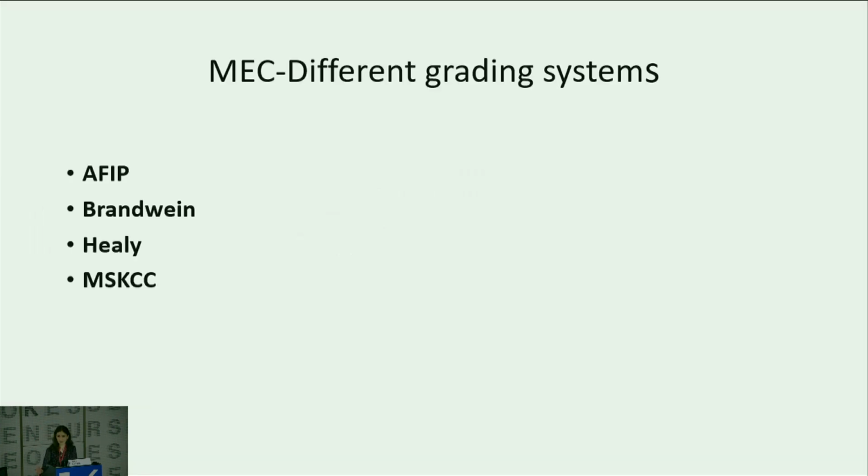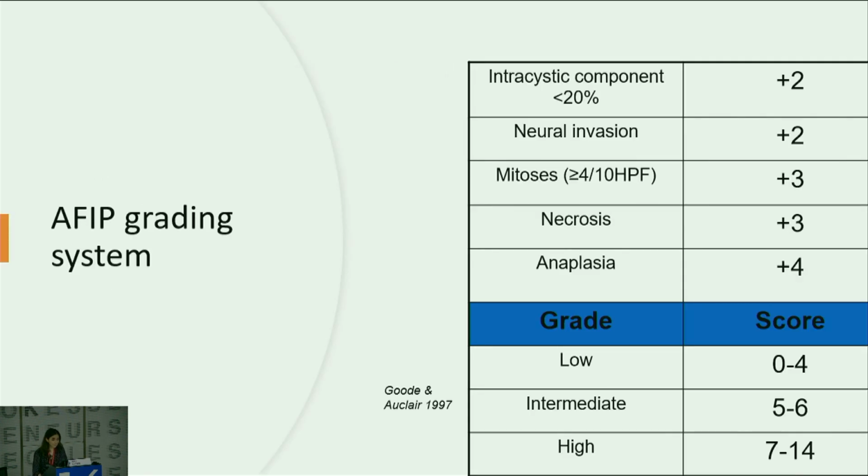There are different grading systems: AFIP, Brandwein, Healy, the MSKCC, so it depends on which grading system you use. The AFIP grading system is a popular grading system. It's a point-based grading system that assigns different points to different histologic parameters that were found to correlate with outcome. These parameters are intracystic component less than 20%, 2 points; neural invasion, 2 points; mitosis 4 or more per high power field, 3 points; necrosis, 3 points; and anaplasia, 4 points. And depending on the sum of these points, the tumors are graded as low grade if they have 0 to 4 points, intermediate 5 to 6, and high grade with 7 and more points.